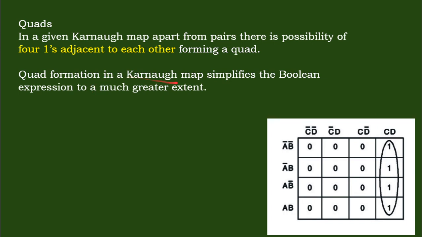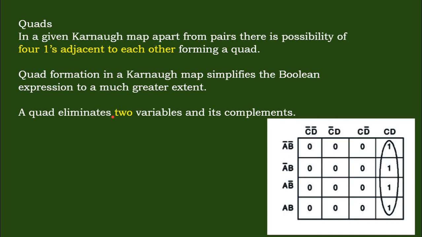Quad formation in a Karnaugh map simplifies the Boolean expression to a much greater extent. What it means is that when you are able to identify larger and larger groups, the simplification becomes faster and faster. A quad eliminates two variables and their complements. When you look for a pair, it eliminates only one variable. So when the groups become larger, it eliminates more variables, and the simplification becomes faster and faster.